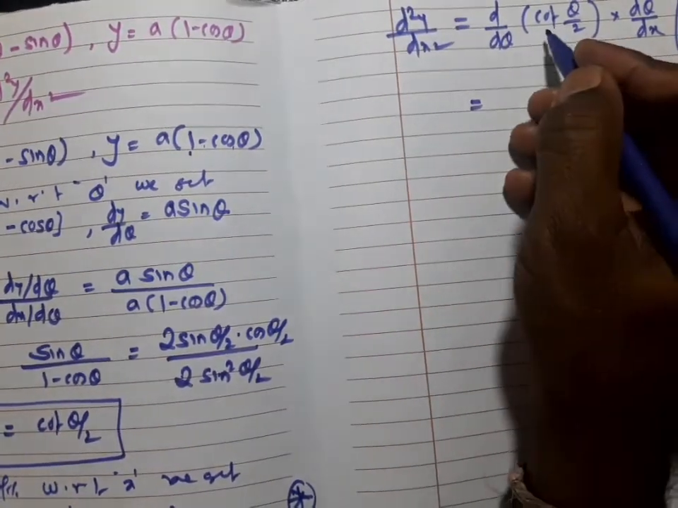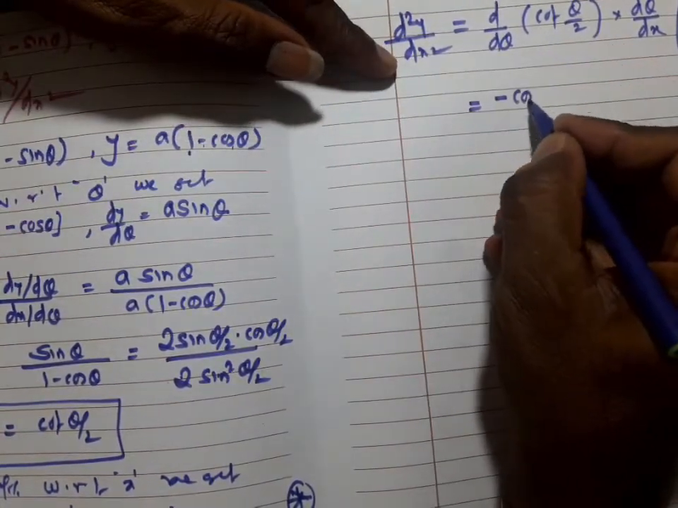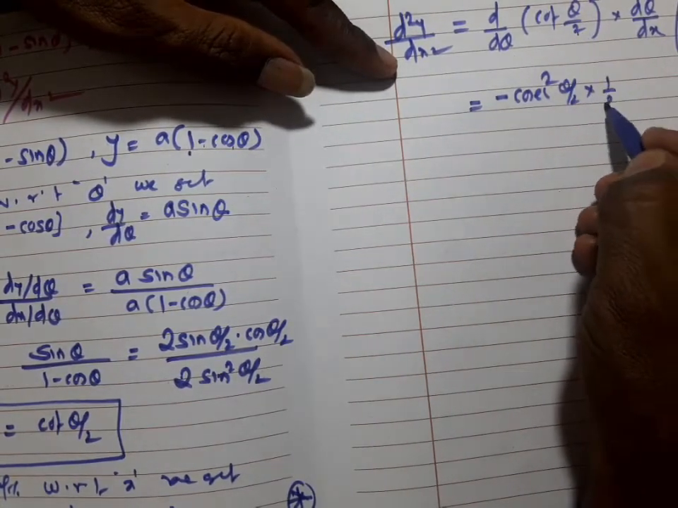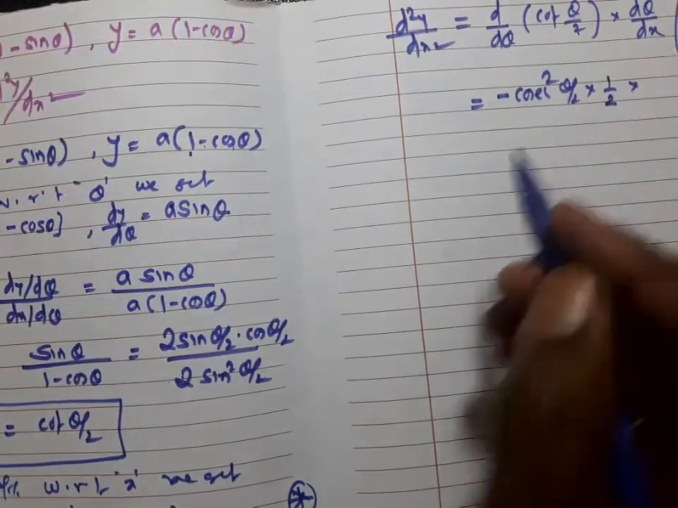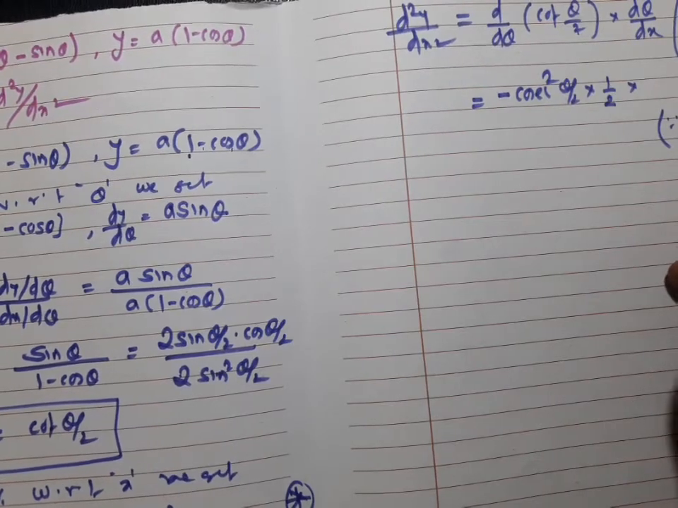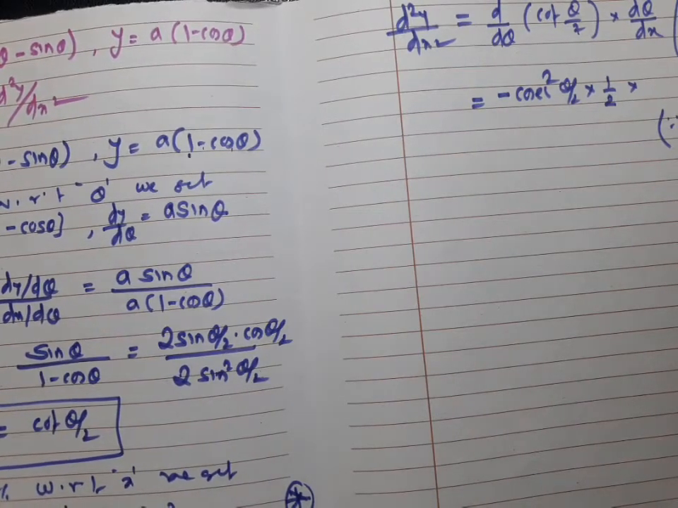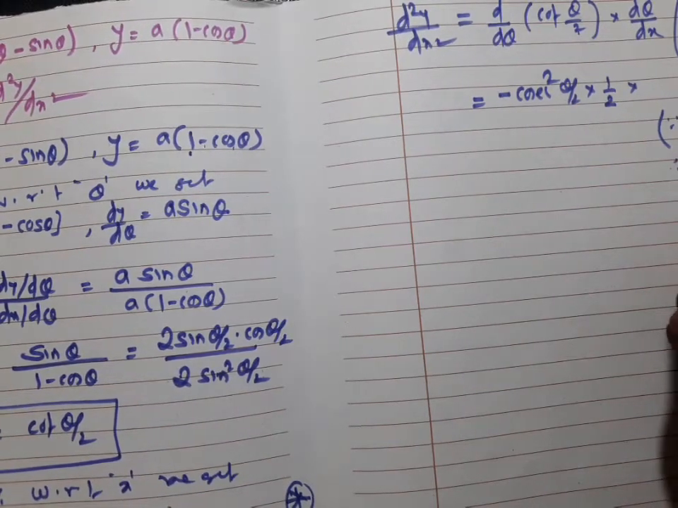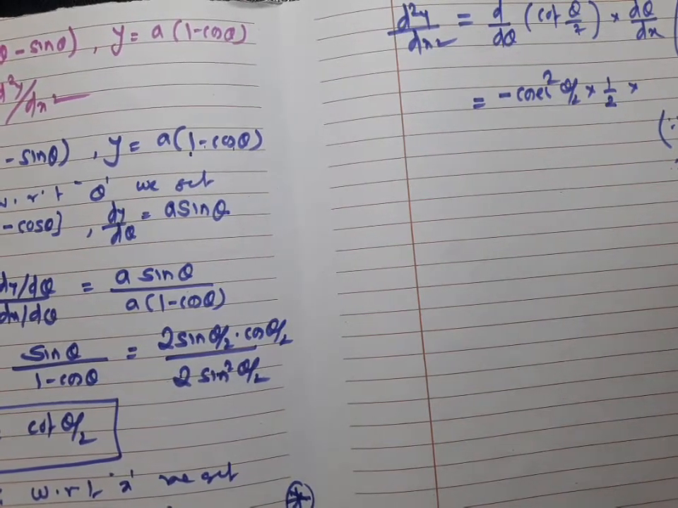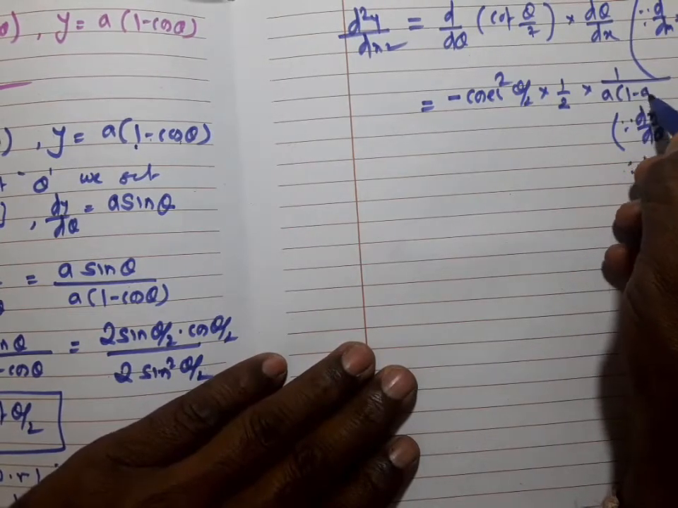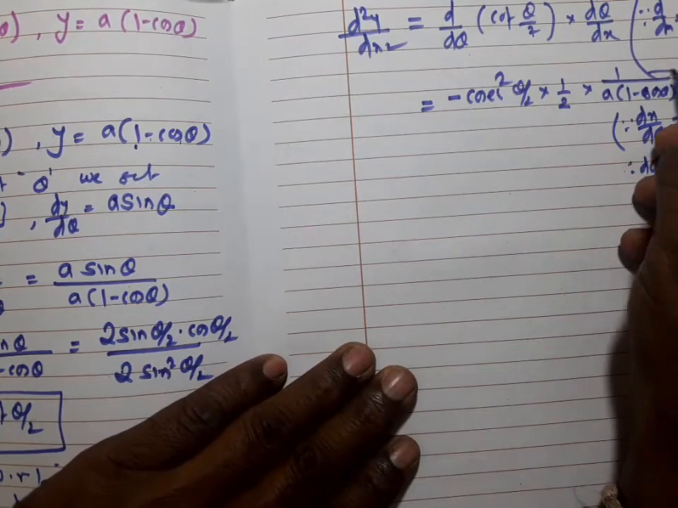Okay. So what is the derivative of cot? Cot is minus cosec square theta by 2 into theta by 2 has derivative 1 by 2, and d theta by dx. You know that dx by d theta is a into bracket 1 minus cos theta. Therefore d theta by dx is 1 upon a into bracket 1 minus cos theta. So this is 1 upon 1 minus cos theta into a.